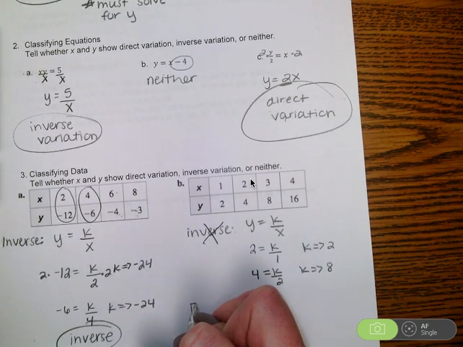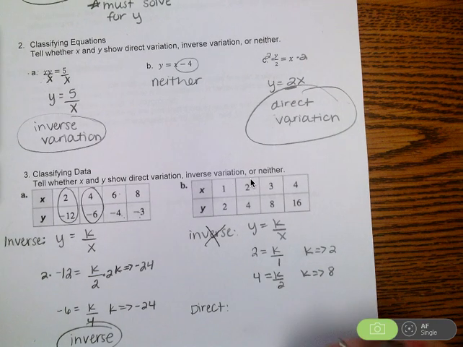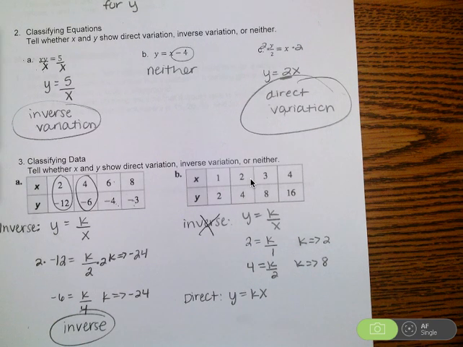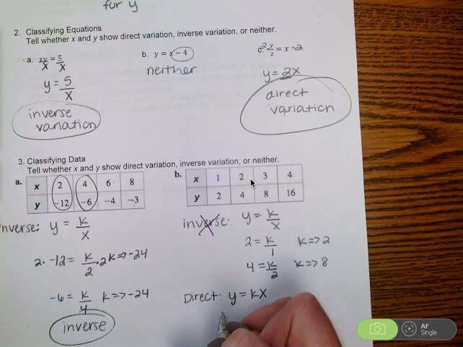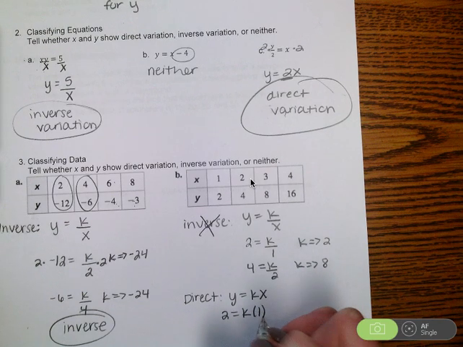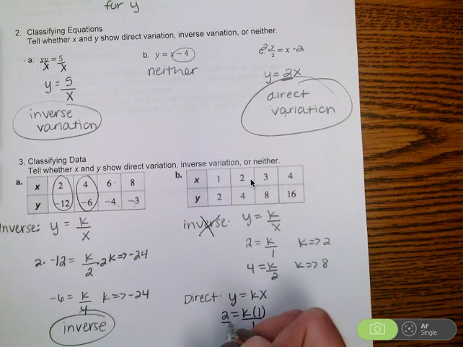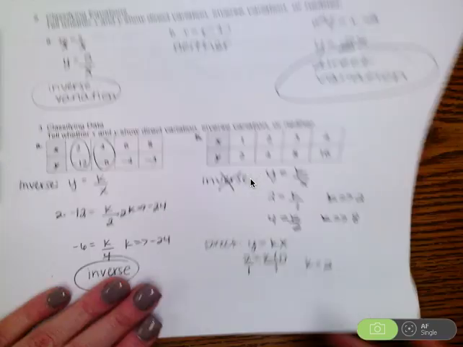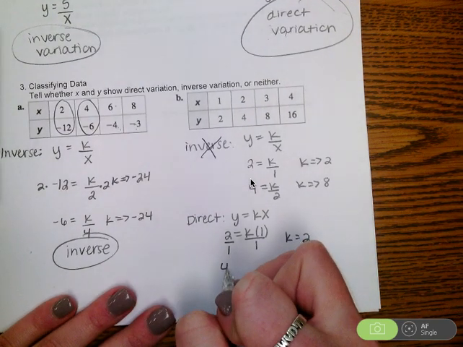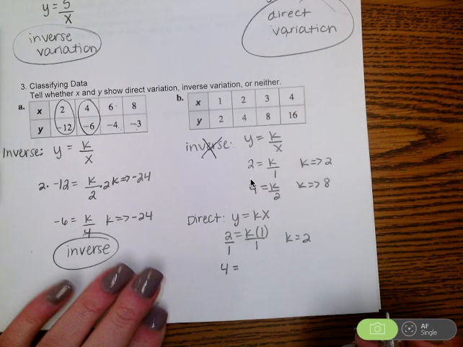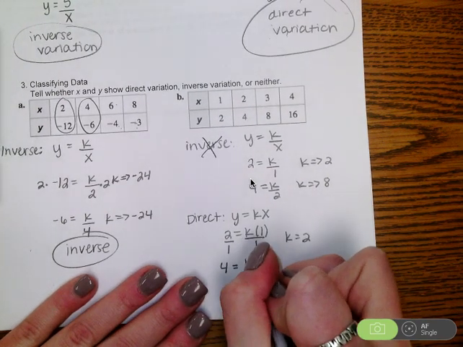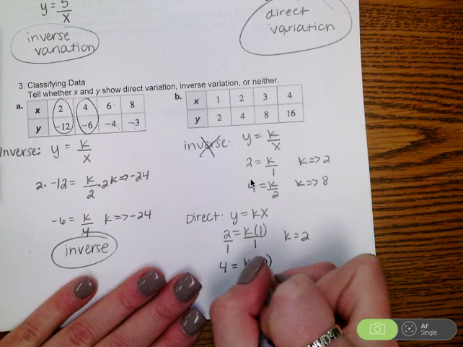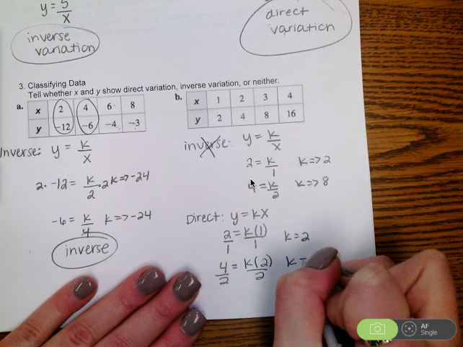Okay? Now let's see if it's direct. If it's direct, then that means that y is going to be the k value times x. Okay? And when this occurs, that means that 2 is going to be k times the x value, which is 1. And then we're going to divide by 1. So k would be 2. And let's check to see if that's true for the next one. So let's see, 4 is equal to the k value times x, which is 2. And you would divide by 2, you would divide by 2. So k is equal to 2.